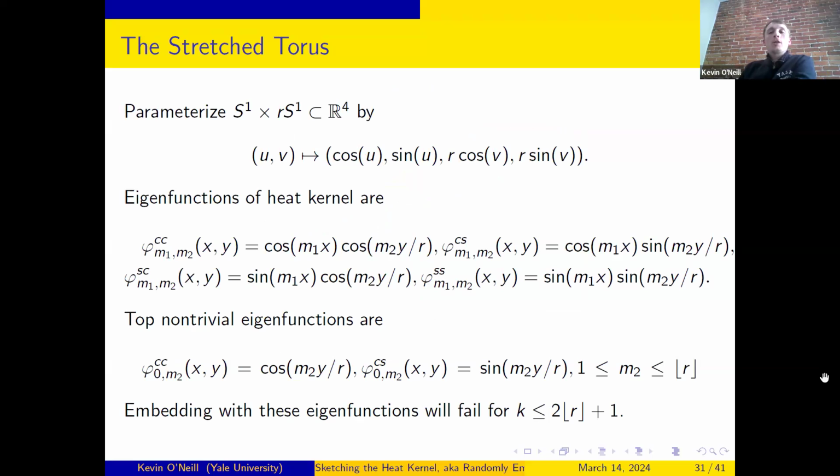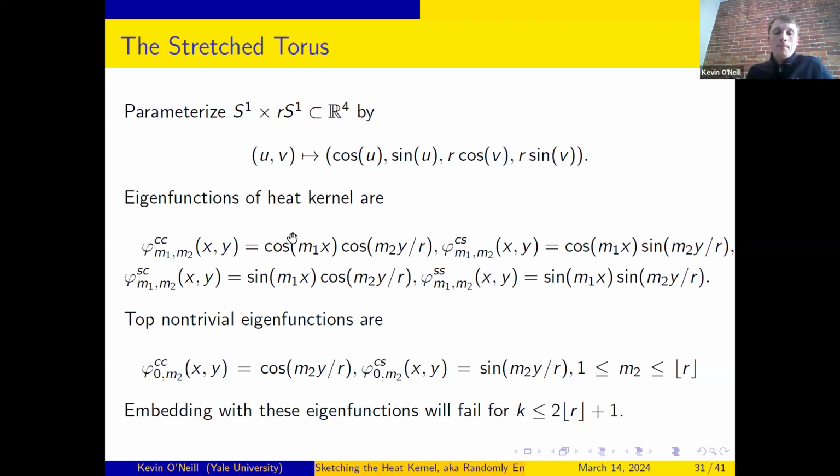So what we're going to do now is construct an example where the Gaussian process embedding is going to be much better. So here we're going to take a torus, a circle cross a circle, but we're going to scale the second copy of the circle by some value r. Say 10. We're going to stretch it out, and we're going to embed in R4. Here's a formula for the embedding. This is very easy to analyze. We can find the eigenfunctions of the heat kernel. It's just because it's the product of these 2 sets. The eigenfunctions are going to be the products of the eigenfunctions on the 2 sets.